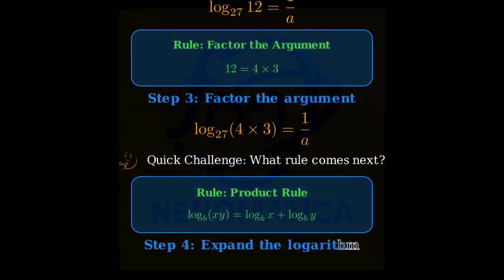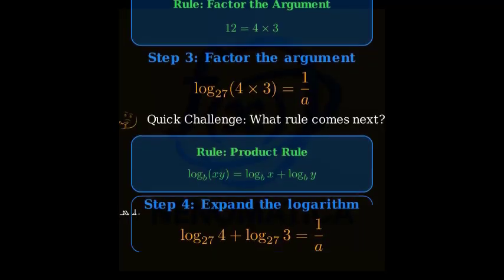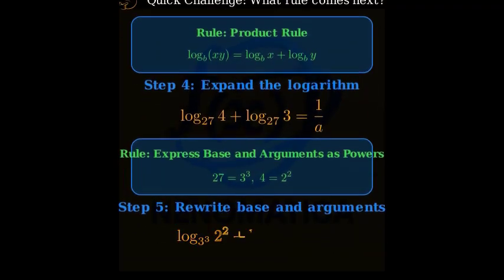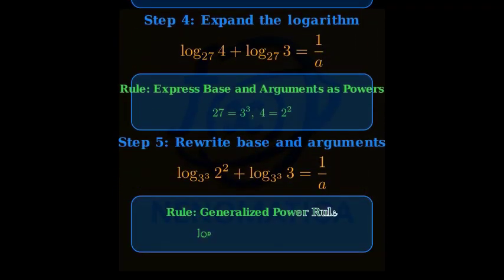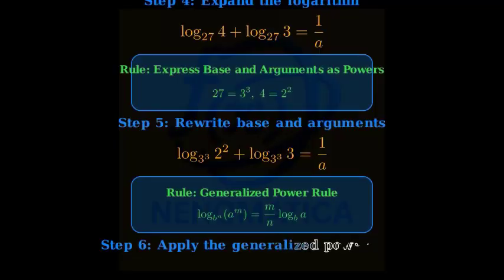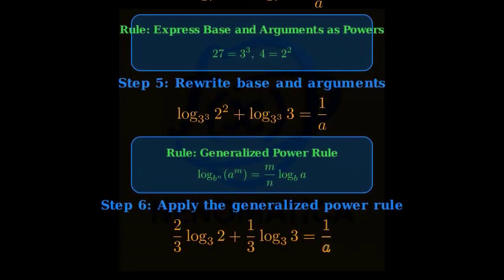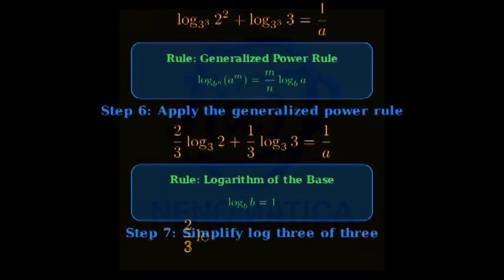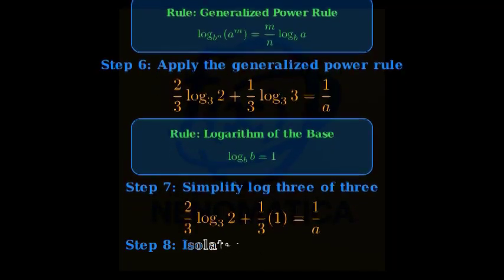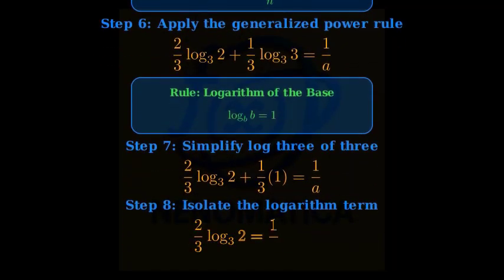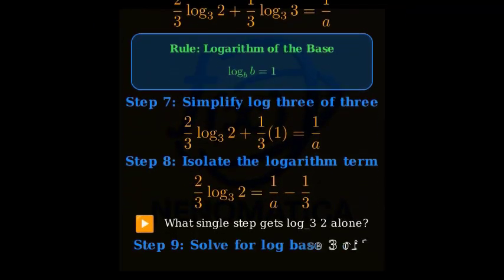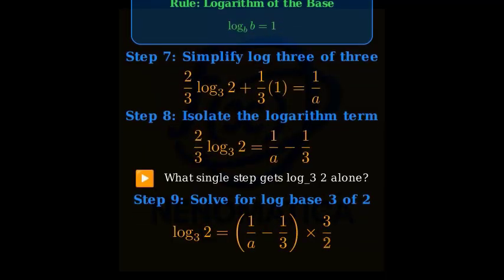Step 4. Use the product rule for logarithms to split the product into a sum. Step 5. Rewrite 27 as 3 cubed and 4 as 2 squared. Step 6. Apply the generalized power rule. A power on the argument becomes a multiplier, and a power on the base divides. Step 7. Recognize that log base 3 of 3 equals 1. Step 8. Isolate the term with log base 3 of 2 by subtracting 1/3 from both sides. Step 9. Multiply both sides by 3/2, the reciprocal of 2/3.